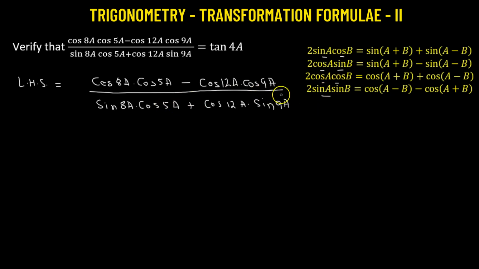However, you can notice here that the factor 2 is missing in each case. That's not a big problem. All we have to do is multiply both numerator and denominator by 2. So we have 2 times cosine of 8a times cosine of 5a minus 2 times cosine of 12a times cosine of 9a. Then in the denominator, we have 2 times sine 8a times cosine of 5a plus 2 times cosine of 12a times sine of 9a.